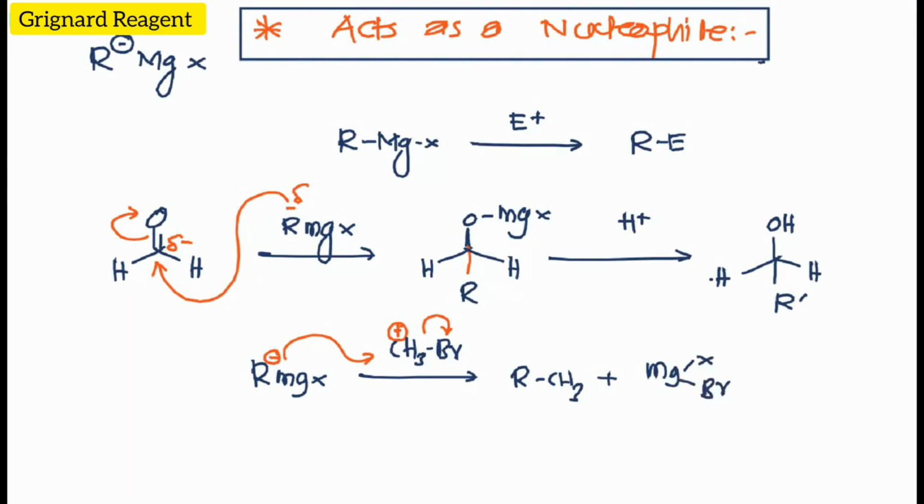So that's why organomagnesium compounds act as nucleophiles. We have various examples. Let's look at the flow chart. RMgX is my starting material, and it is going to react with my particular examples. Find out the product of these reactions.